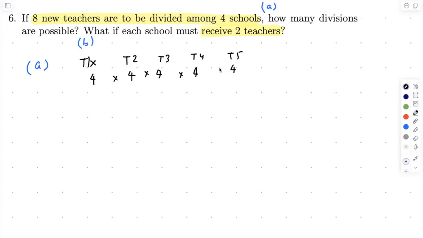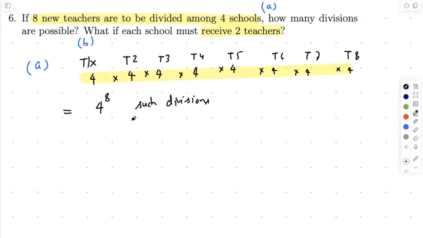Fifth teacher, again four schools are available. For the sixth, again the same. Seventh, again the same. And eighth, again the same. So any teacher can go to any of the four schools. So how many total such divisions are available? The answer is you need them together. So it is going to be 4 to the power 8. So there are 4 to the power 8 such divisions.